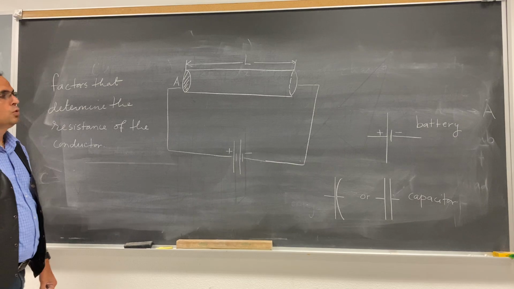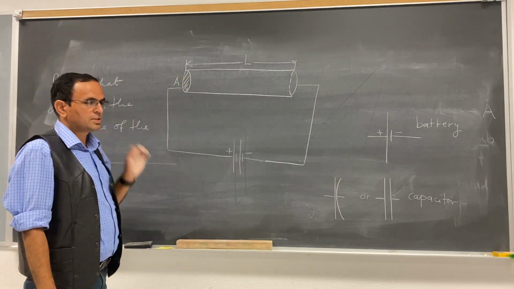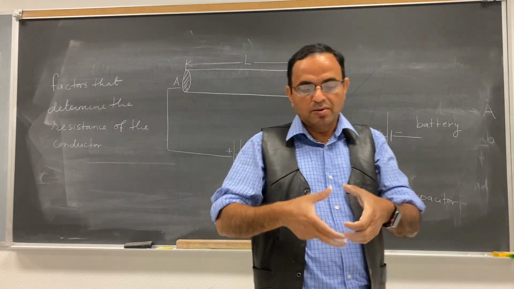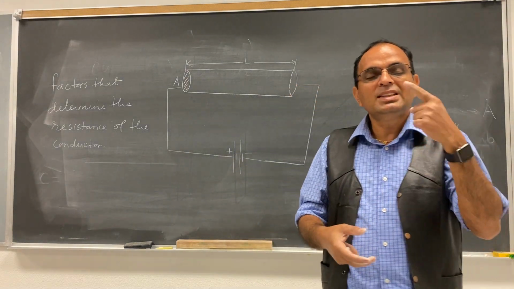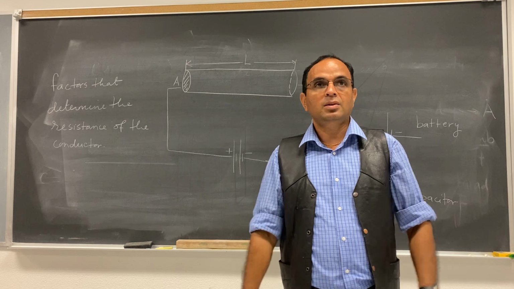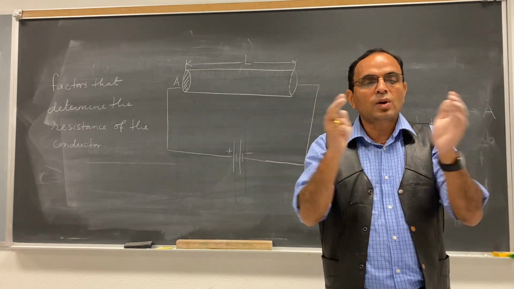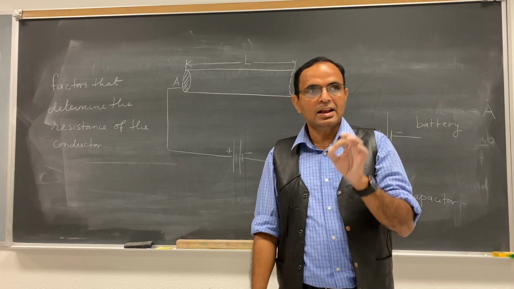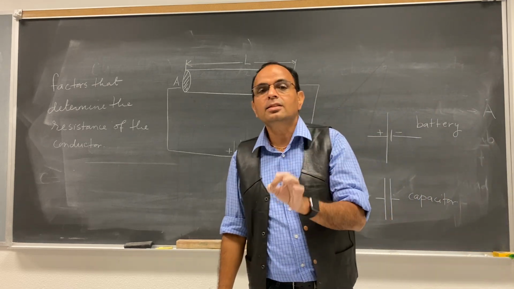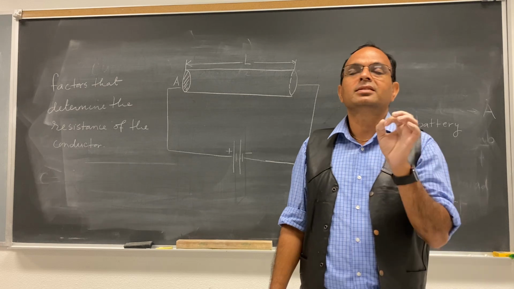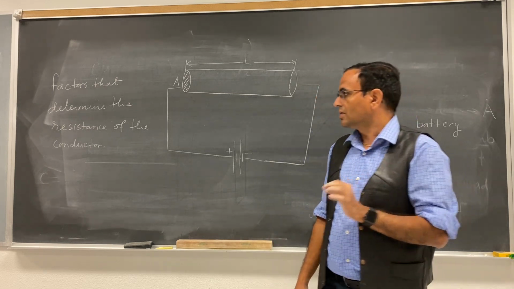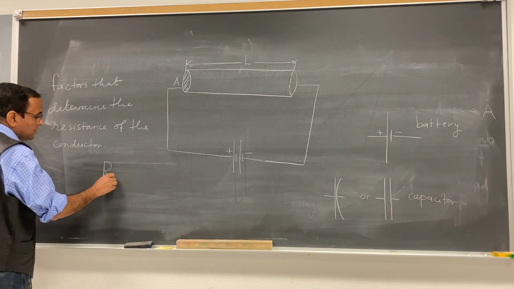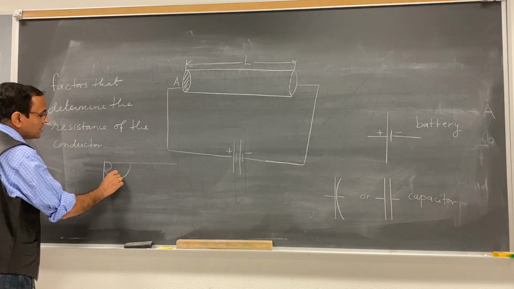Basically, there are two things. One is the area of cross section. That means the thickness of the wire. If you have a really thick wire, what happens? If you have a really thin wire, what happens? And if you have a really long wire, or a very short wire, what happens? So the thickness, or you can say area of cross section, and the length of the conductor, that determines the resistance of the conductor.